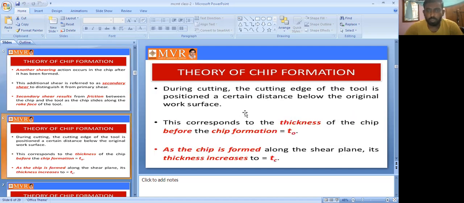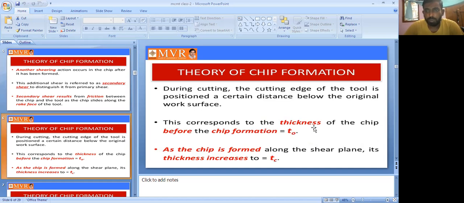Next, the cutting edge of the tool is positioned at a certain distance below the original workpiece surface. This must be done because, for proper cutting, we must set the tool in the proper position.